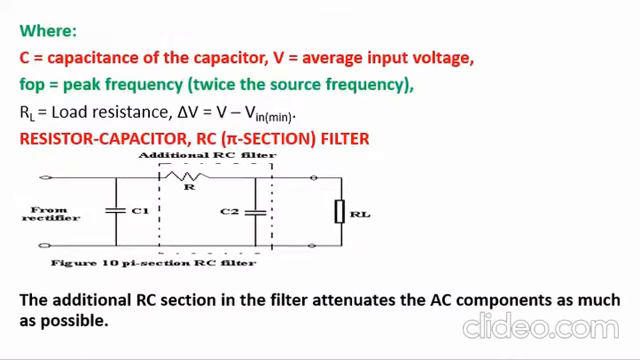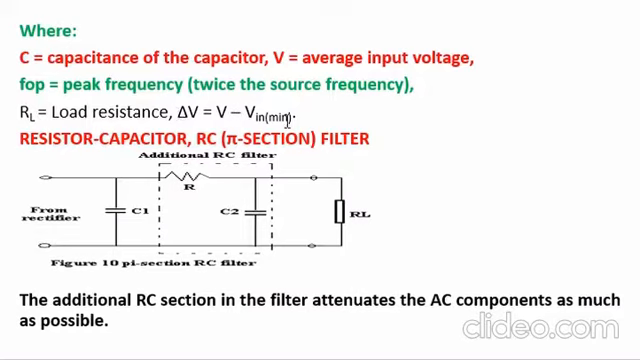Now the capacitance C is already defined, and V is the average voltage as we have seen. RL, I have already defined as the load resistance. So delta V, that is the change in voltage, is equal to V minus V input minimum.